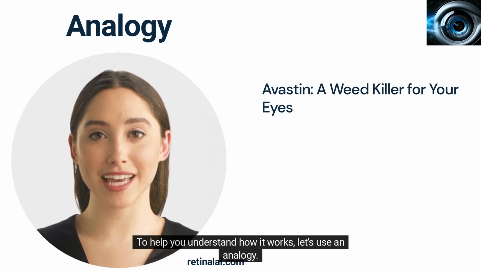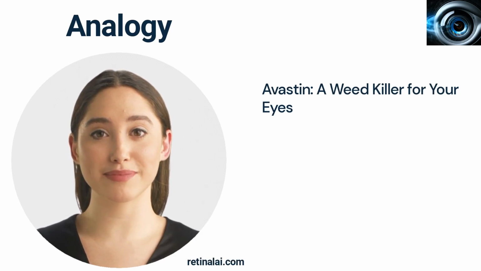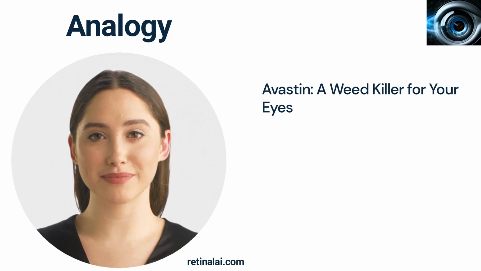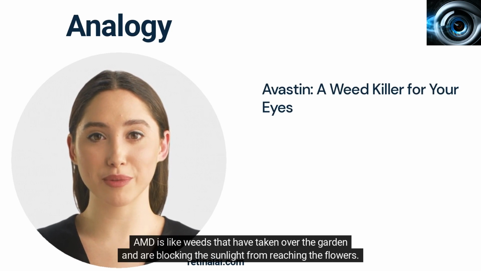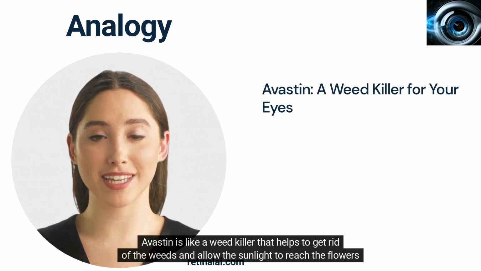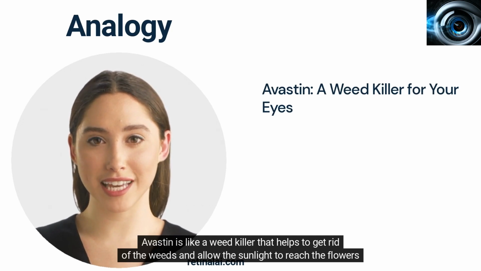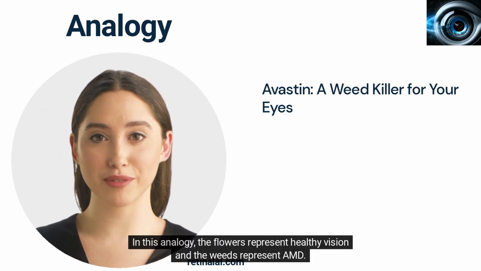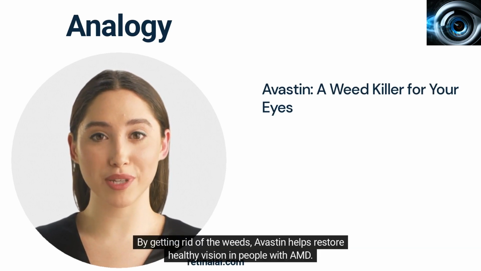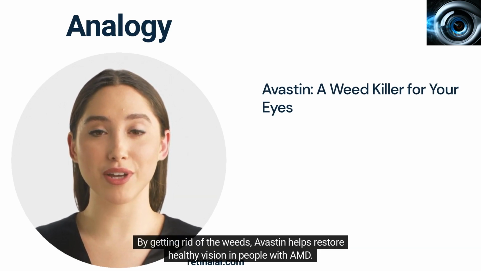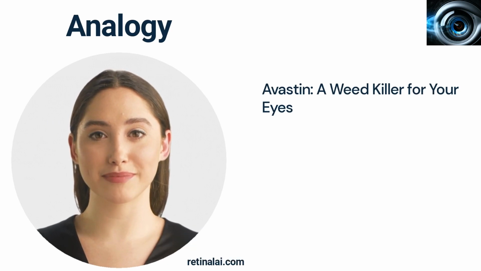To help you understand how it works, let's use an analogy. Think of your eyes like a garden. AMD is like weeds that have taken over the garden and are blocking the sunlight from reaching the flowers. Avastin is like a weed killer that helps to get rid of the weeds and allow the sunlight to reach the flowers again. In this analogy, the flowers represent healthy vision and the weeds represent AMD. By getting rid of the weeds, Avastin helps restore healthy vision in people with AMD.